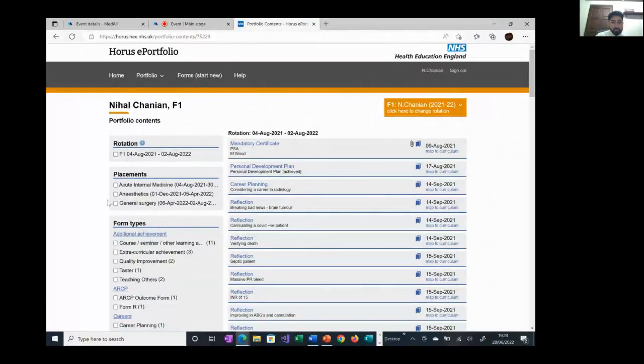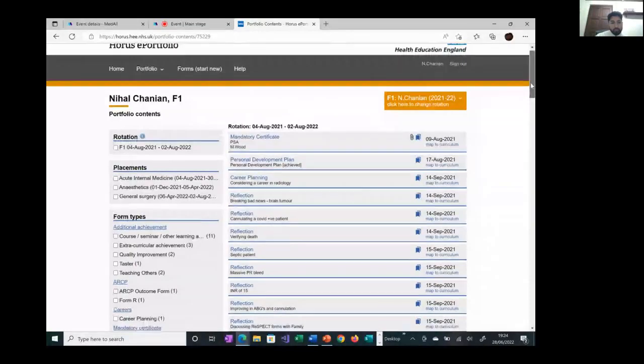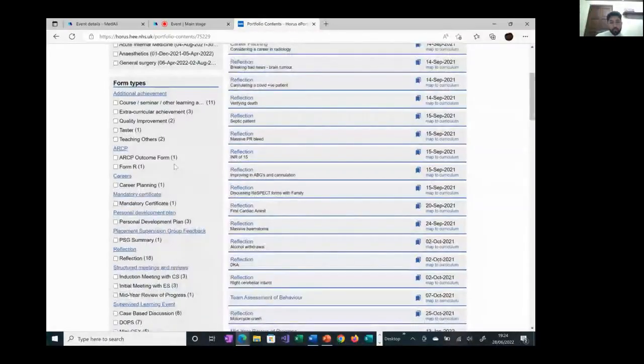So here it's got my placements: acute internal medicine, anesthetics, and general surgery. Here we've got a list of what I've done in my rotation. Oh, that's for the whole year. So we've got the different form types on the left: courses, seminars, other, two evidences of quality improvement projects, a taster week, and 2 teaching others forms. I'll just scroll down. Got an ARCP outcome form, a Form R which I completed at the end of the year, again detailing any absences or locum shifts I've taken up.